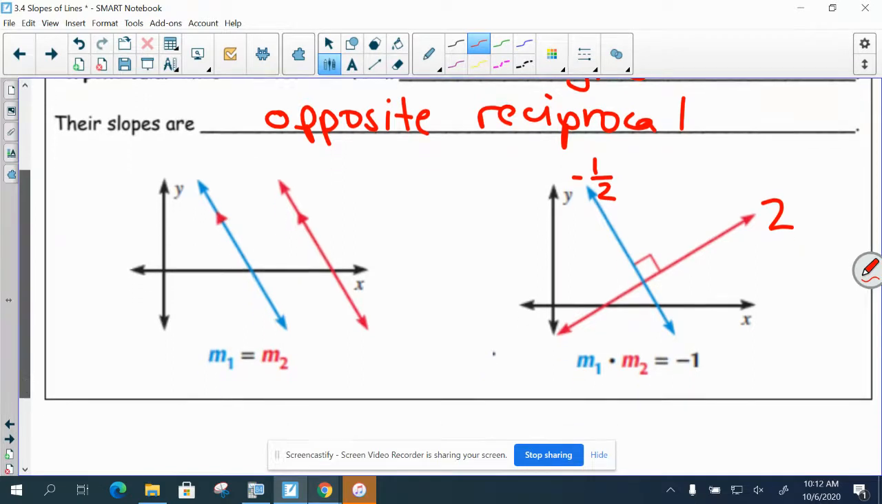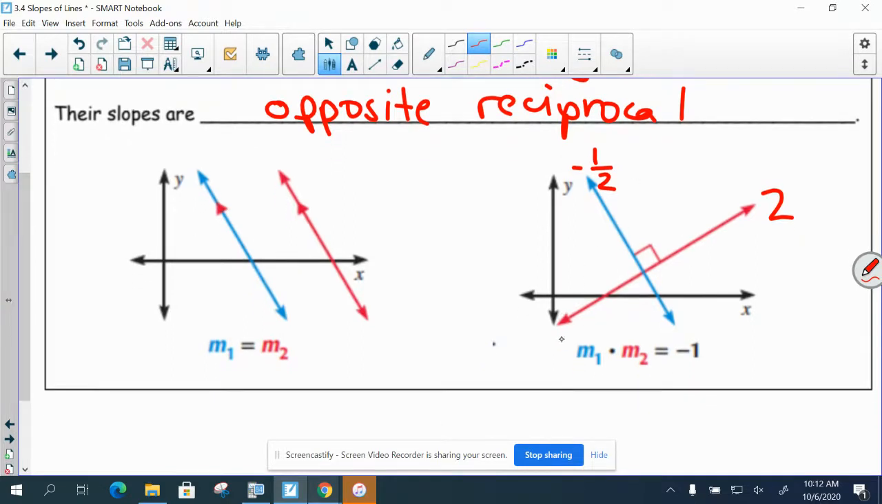So let's make sense of that. So let's take our example here. Negative 1/2 times positive 2, or 2 over 1. So that's going to be negative 2 over 2, which simplifies to negative 1.